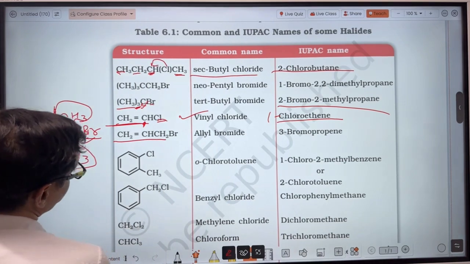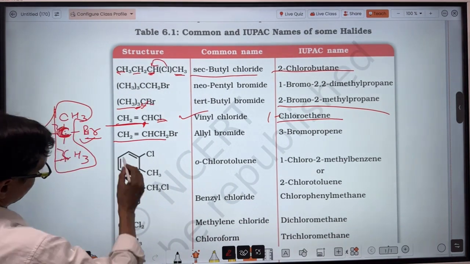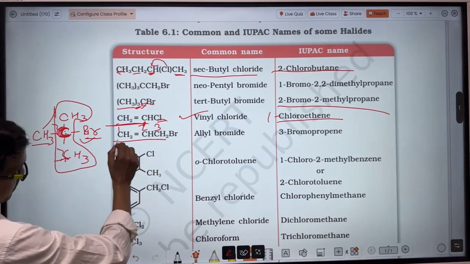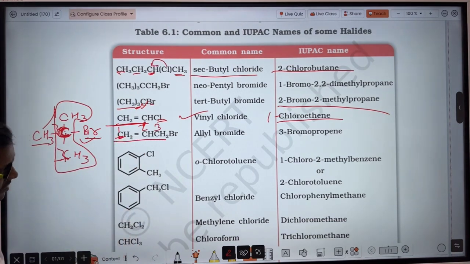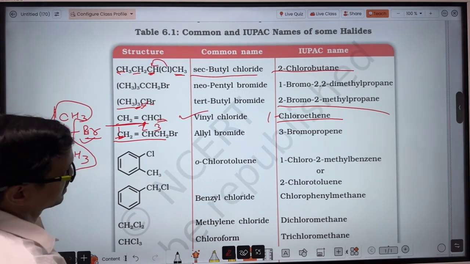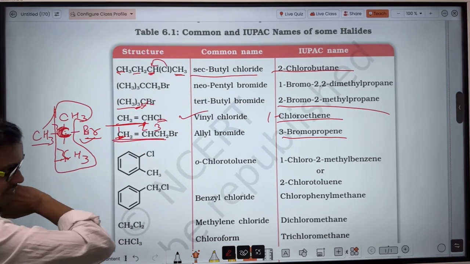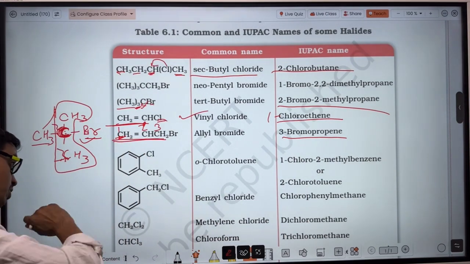So in this compound here, one double bond is here, 2, 3, because we will have to give lower position to the double bond. So bromine is at third position. That's why 3-bromopropene. So 3-bromopropene here. And for the IUPAC name, this one is the allyl group. I have already taught what is allyl group.